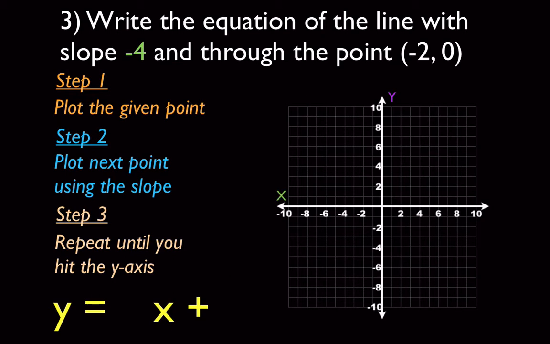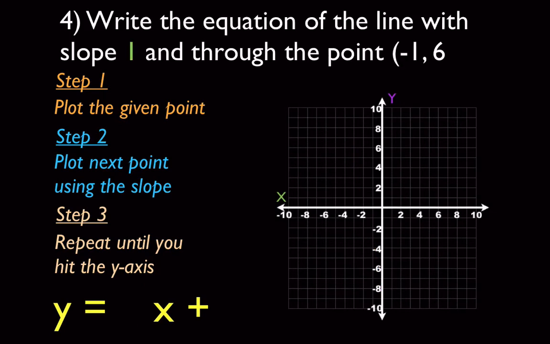Okay, now that you're ready, we're going to start with our slope of negative 4. Our point that we're going to start with is negative 2 comma 0. We're going to do our up 4, left 1 for our slope, and we're going to repeat that all the way across the problem. Now you'll notice that my y-intercept here is at negative 8, so my answer is negative 4x plus negative 8, or negative 4x minus 8.